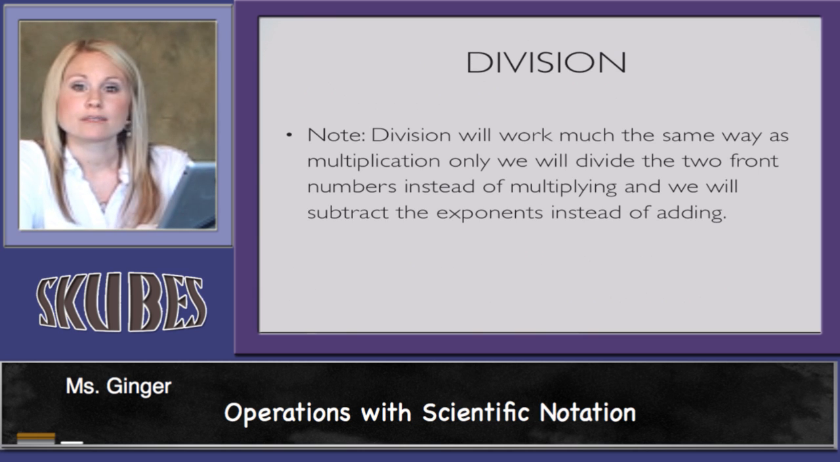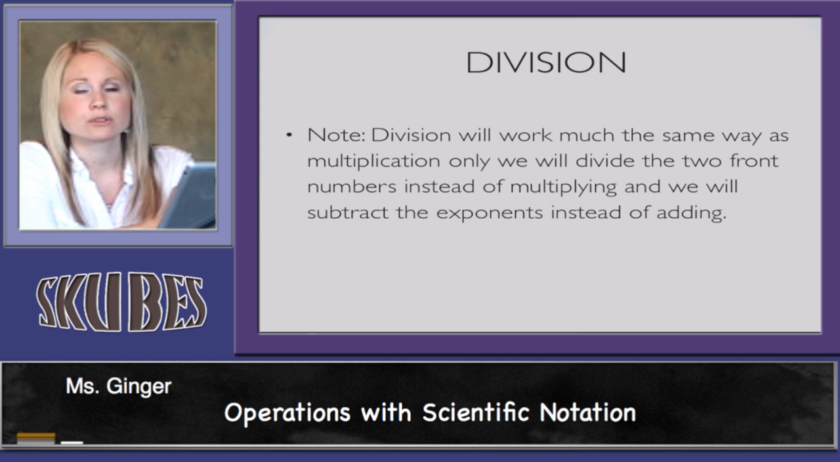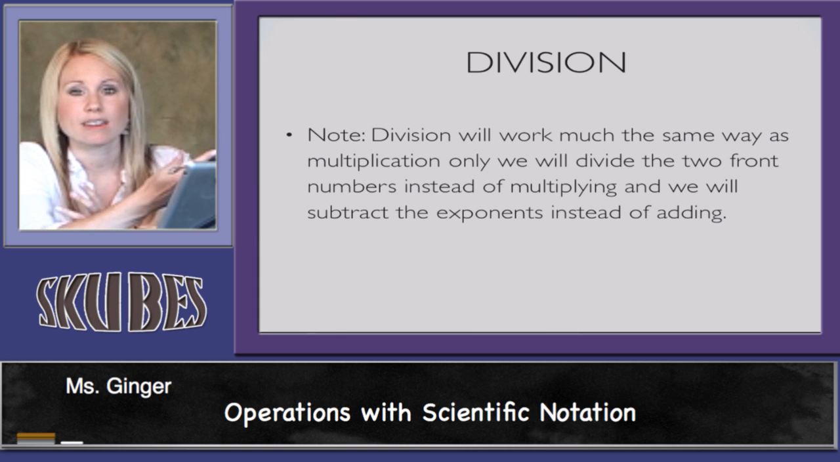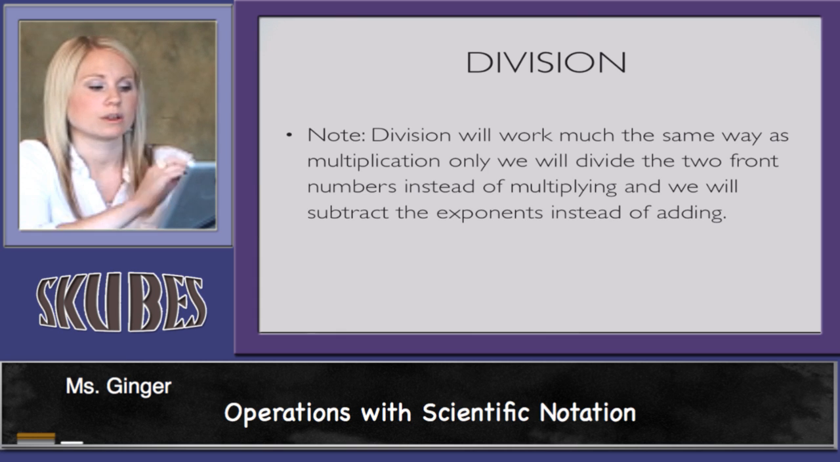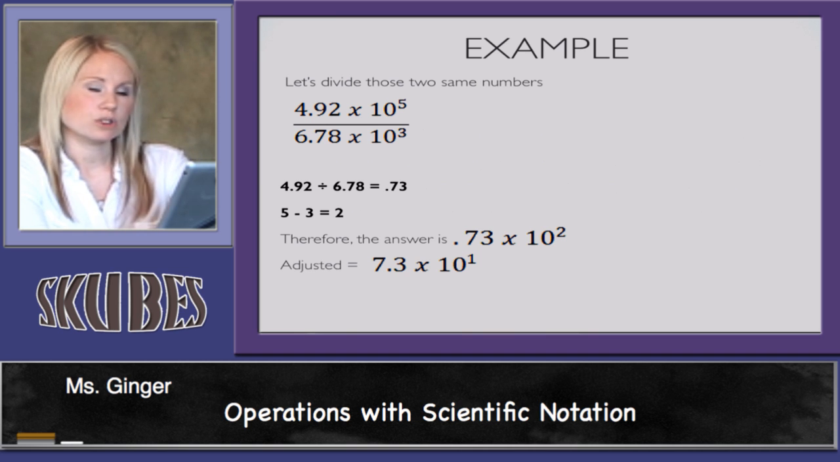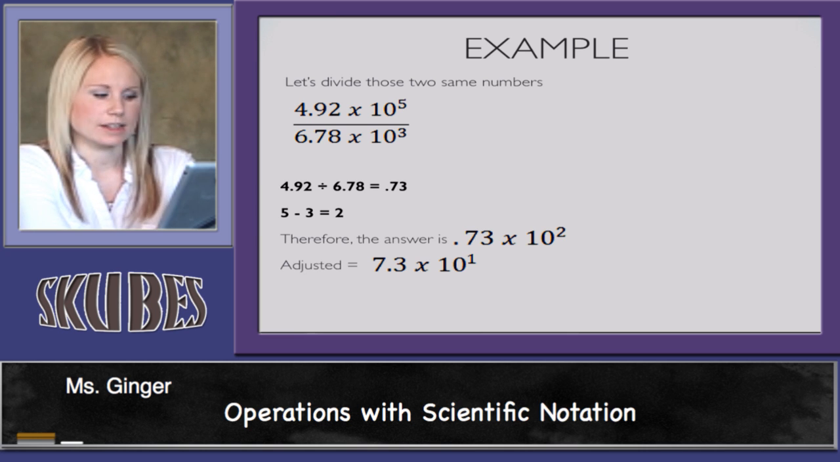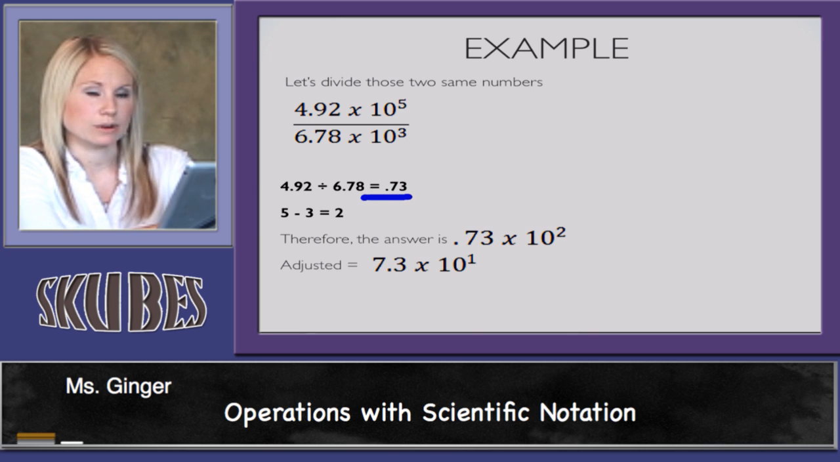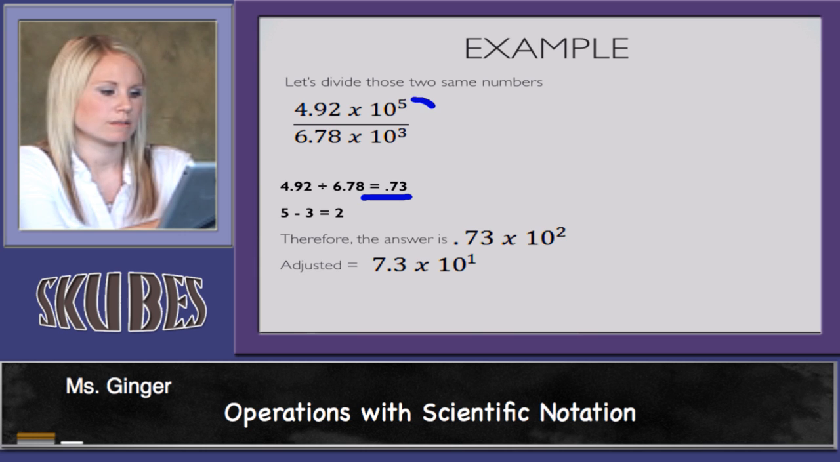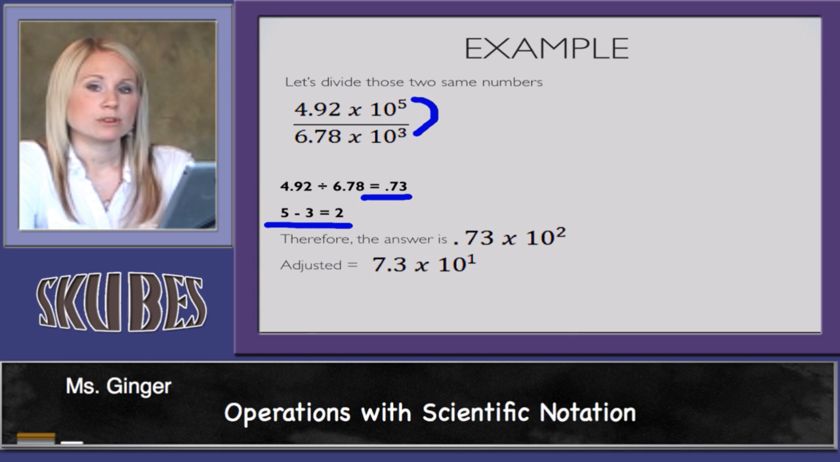Okay, let's talk about division. It's going to work much in the same way. Instead of multiplying those two front numbers, we're going to be dividing them, and then from there on it's the same. We're going to subtract our two power numbers and adjust if needed. Alright, so I've shown you an example here taking those same numbers. If we divided instead, we would have 0.73, and then subtract our powers. 5 minus 3 equals 2. Okay, so my new number is going to be 0.73 times 10 to the second.